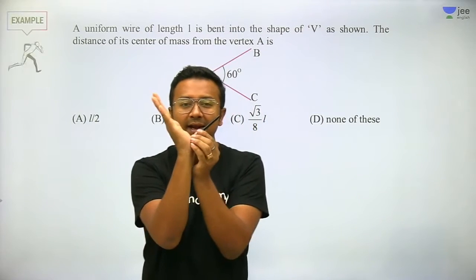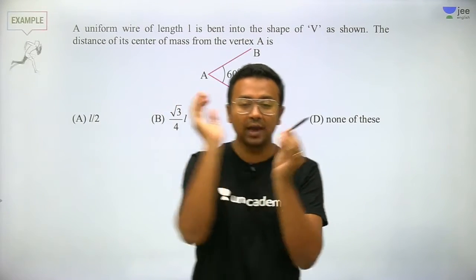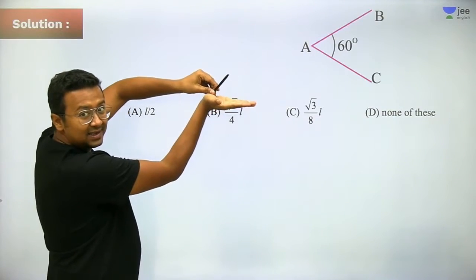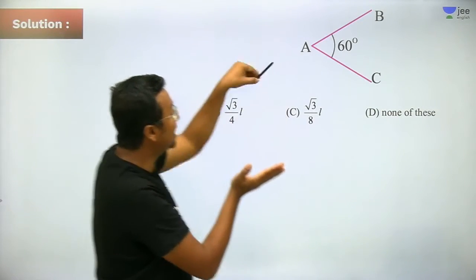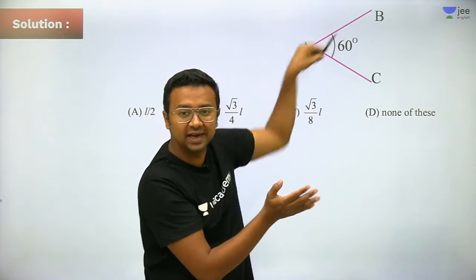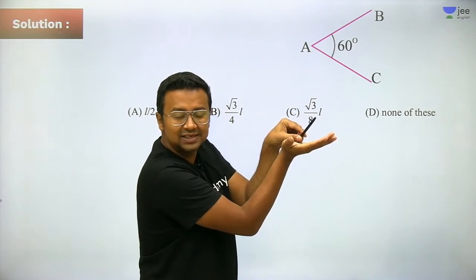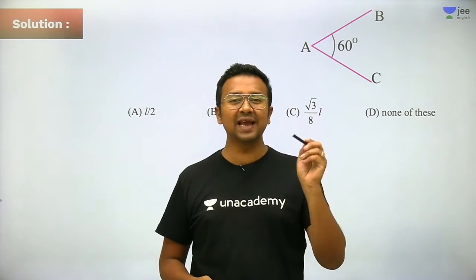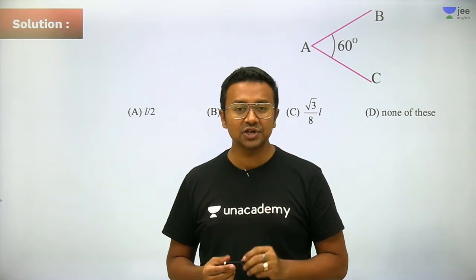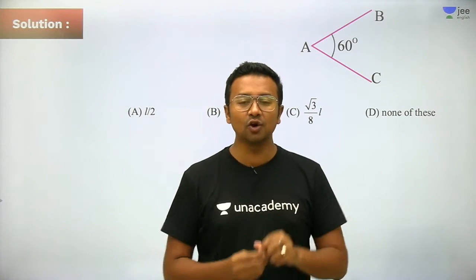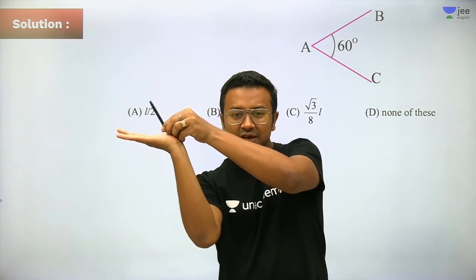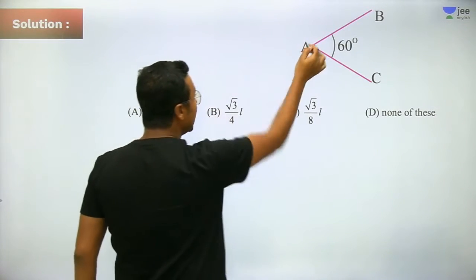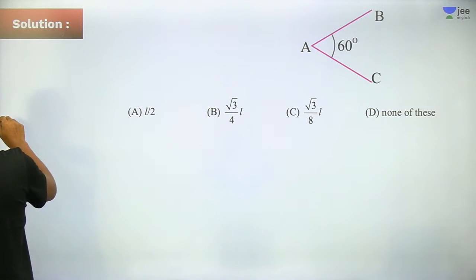But they kind of bent it into a V shape. Once they bent it into a V shape, the angle has become equal to 60 degrees. The angle of bend is equal to 60 degrees. What you need to find out is the location of the center of mass of this V-shaped rod with respect to this point A.